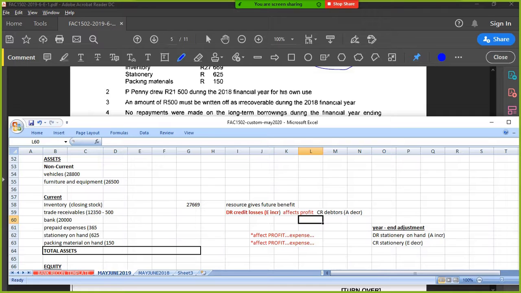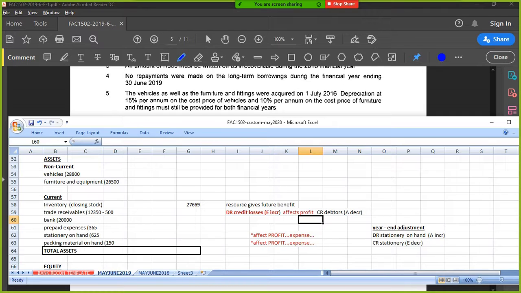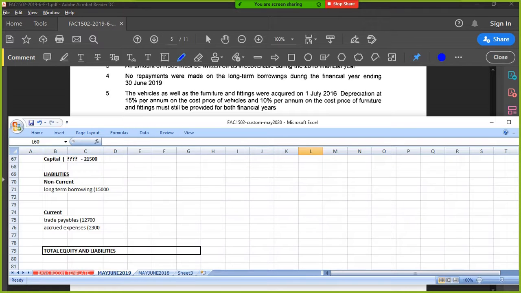Okay. Happy with number 3? Yeah. Number 4. No repayments were made on the long-term borrowings during the financial year ended. No repayments. So what does that mean? The long-term borrowings is the long-term borrowings. It didn't change. There's no credit bank and debit loan. Okay, so we've ticked that.